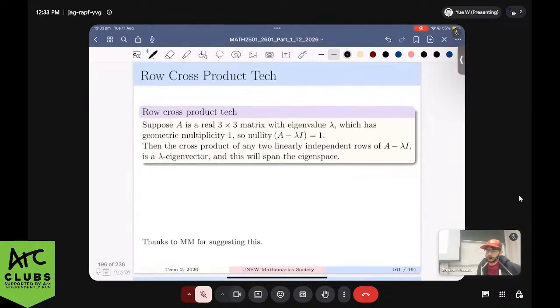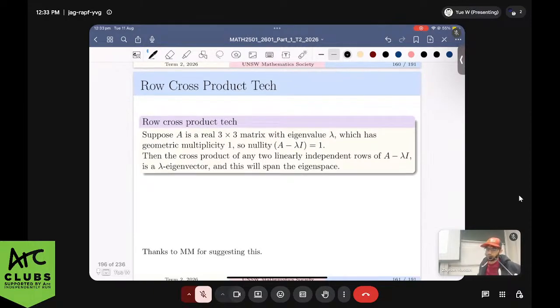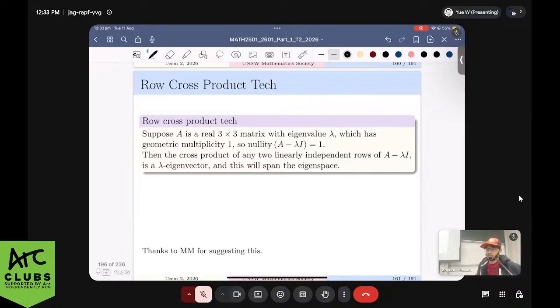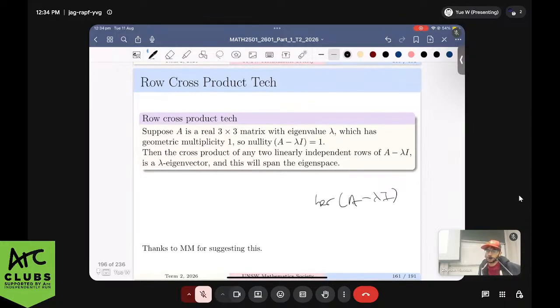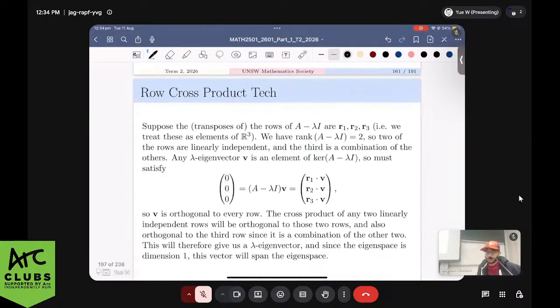Okay, so we have this pretty cool way to find the kernel, find the eigenvector, if the geometric multiplicity is 1. So you're finding elements of the kernel of A minus lambda I, and you know that the dimension is 1. So this kernel is spanned by just one vector. This works for 3 by 3 real matrices. And how does this work?